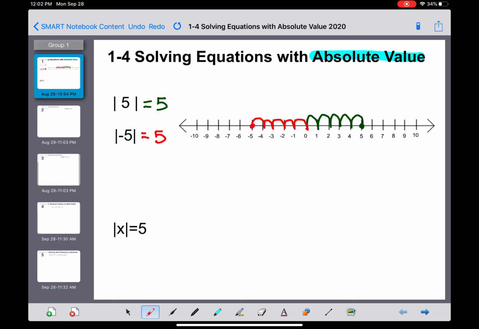So the type of problems we're going to look at today looks like the absolute value of x is equal to 5. And we need to know what values of x, after we take the absolute value of it, will give us 5. If we look at our work above, there are two different answers. When I take the absolute value of 5, the answer is 5. But when I take the absolute value of negative 5, the answer is also 5. So we're going to be looking at two different possible solutions when solving for absolute value.